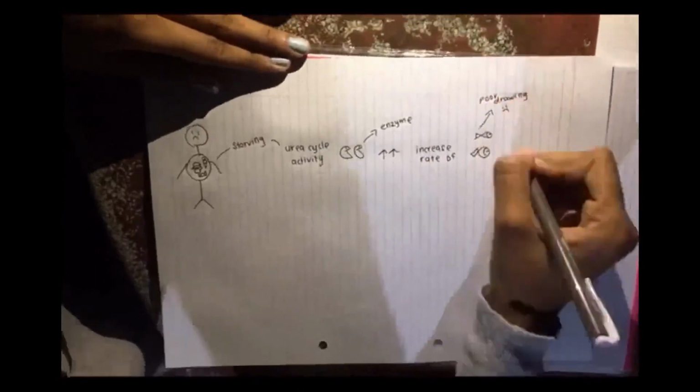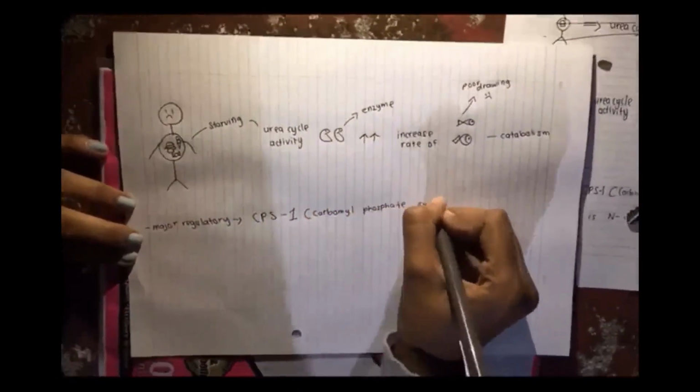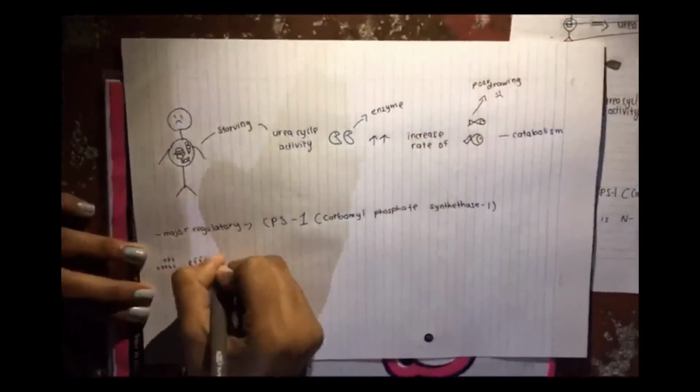The major regulatory step is catalyzed by CPS1, which is known as carbamoyl phosphate synthetase 1, where the positive effector is N-acetylglutamate, NAG.